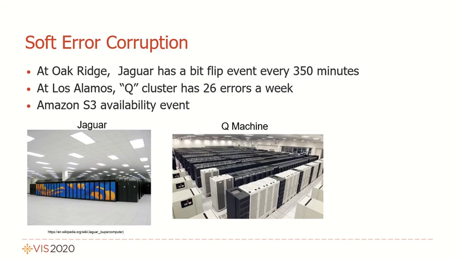Researchers have reported many soft error corruption events. At Oak Ridge National Laboratory, the supercomputer Jaguar has a single bit flip event every 6 hours. The Q machine at Los Alamos has reported 26 errors per week. The Amazon S3 data center was corrupted by a single bit flip, leading to incorrect system states. After the corruption, a large number of servers started sending each other the system's log information.